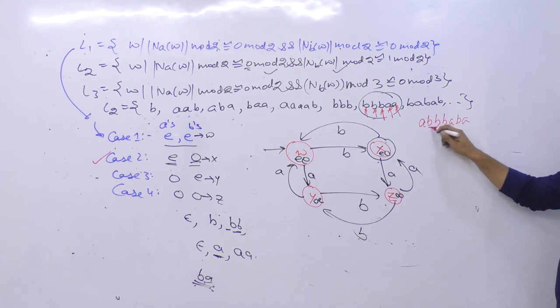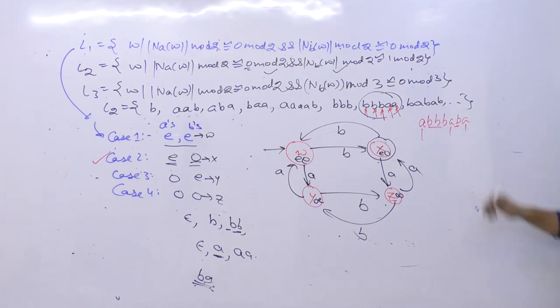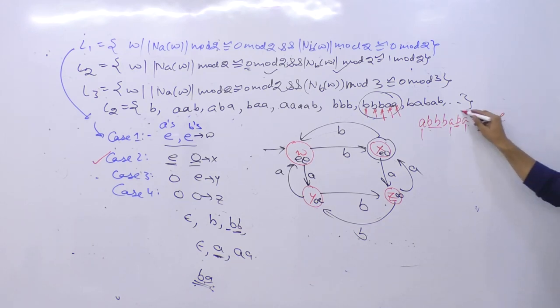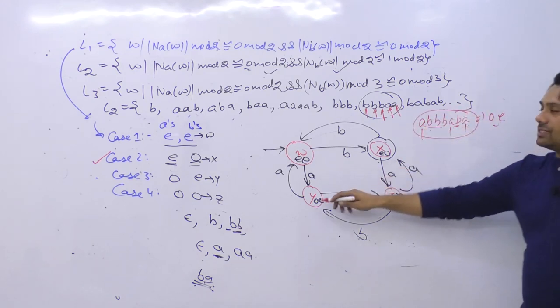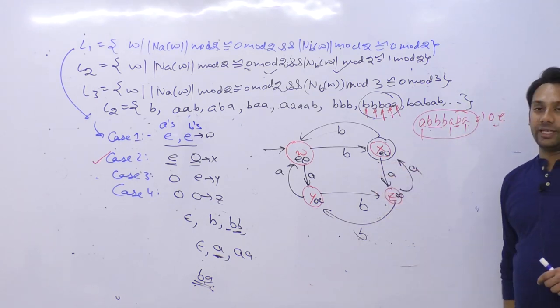So in this string, number of B's are even and number of A's are odd. So obviously this string should not be accepted. Here you can see number of A are odd, number of B are even. So that means here, after reading this entire string, we should always end up with the state y. इस पूरी string को read करने के बाद, हम हमेशा y state पर जाएंगे.